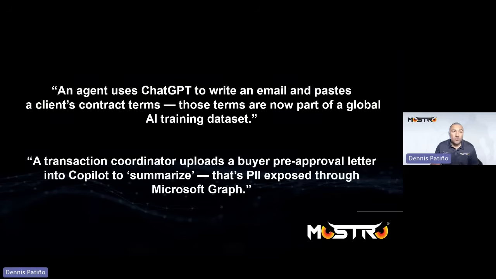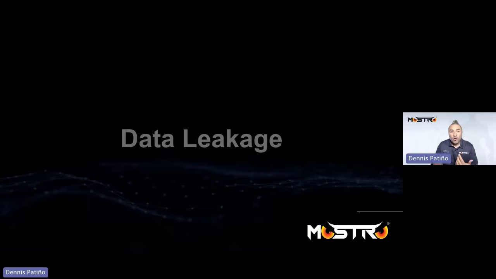So here's another example. Agents use ChatGPT to write an email and they paste the client's contract terms. Those terms are now part of the global AI training data set, right? Or somebody uploads a pre-approval letter into Copilot just to summarize. That PII is now exposed to the Microsoft Graph. These are all forms of data leakage, and that is where the FTC fines and everything come from, right?